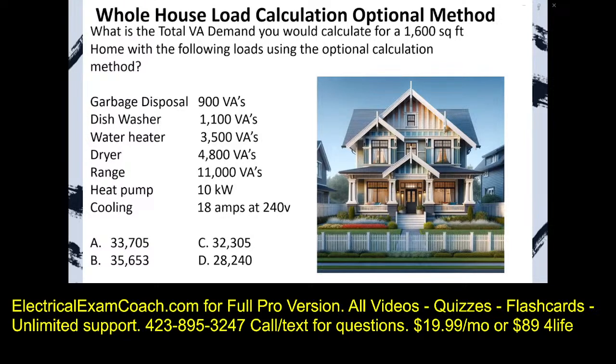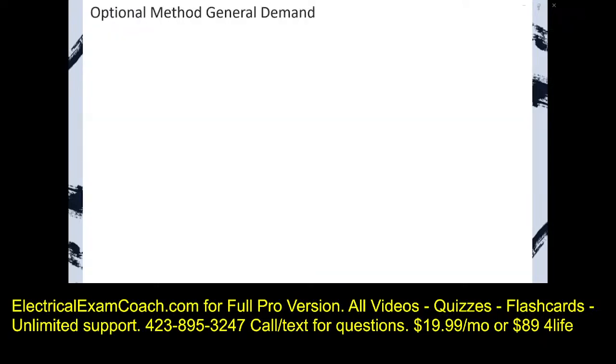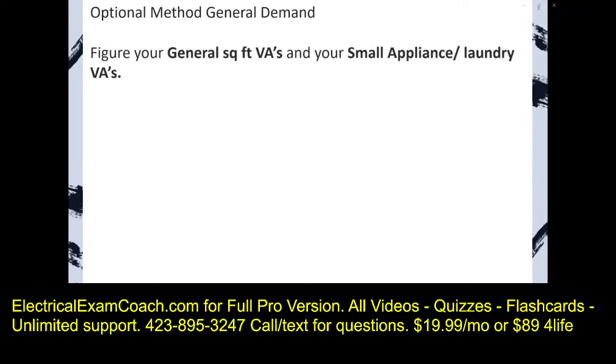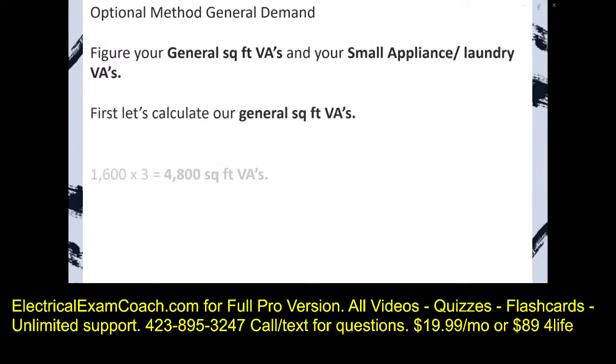It's very similar to our standard method question. It's just going to go a whole lot smoother and a whole lot quicker. Step 1 with any load calculation, whether standard or optional, is to get our general lighting demand. We're going to do our square foot VAs just like we did before. We take our square foot. Let's imagine we have a 1,600 square foot house.